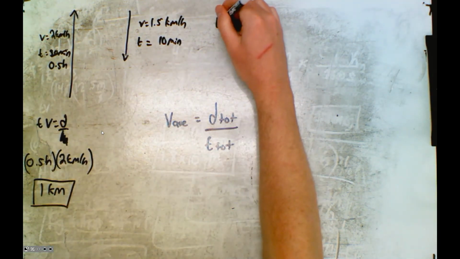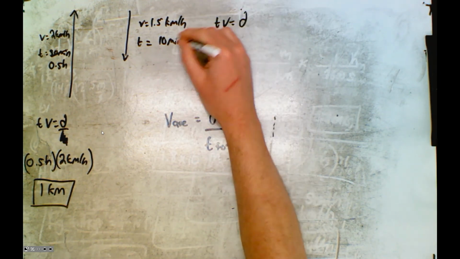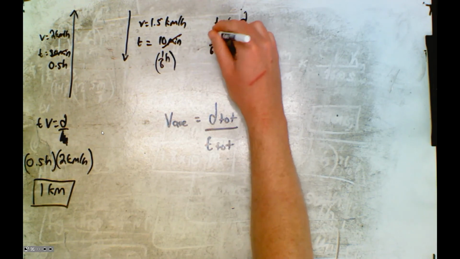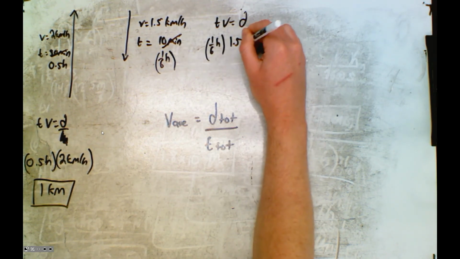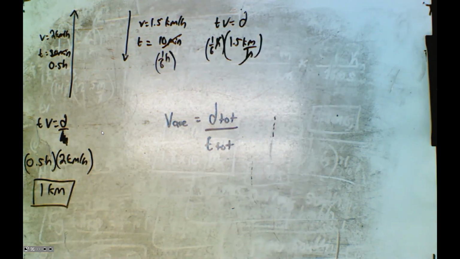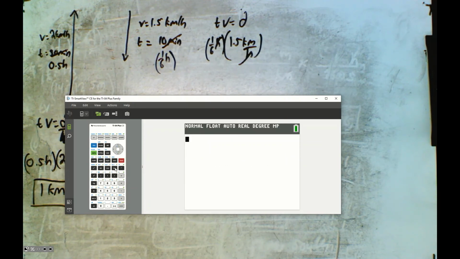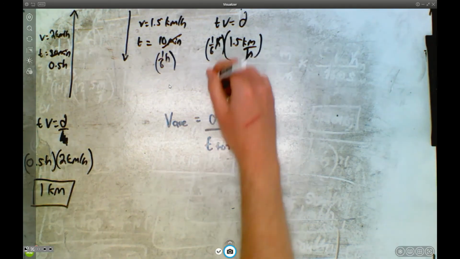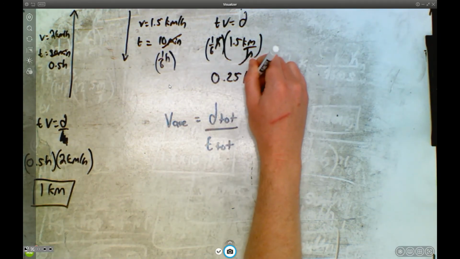This part over here, 10 minutes is 1/6 of an hour. So if I go 1/6 of an hour and I go 1.5 kilometers per hour, you can see how hours cancel out. That's why we end up with kilometers. And I can't do that one in my head, so I will calculate it. I'll go 1/6, put that in brackets, times 1.5, and I get 0.25. So in the second section, I traveled 0.25 kilometers.